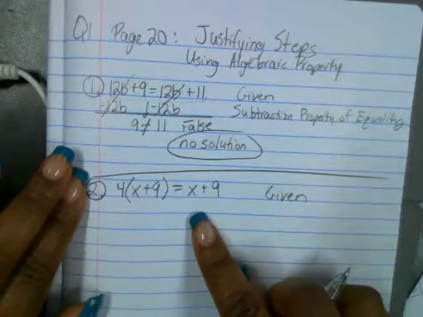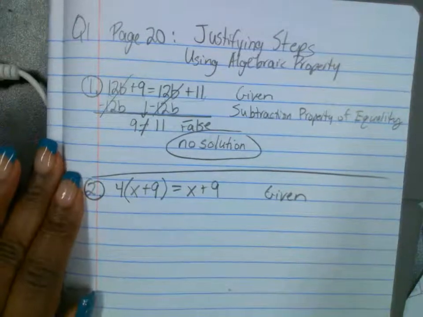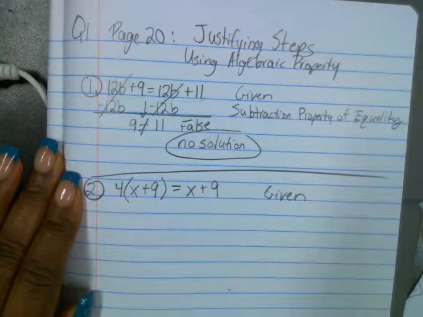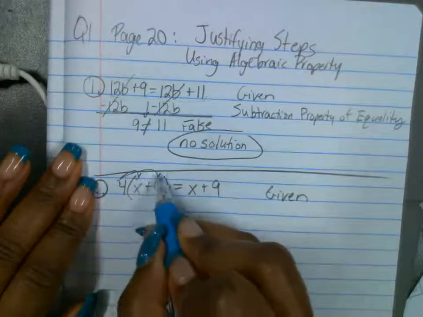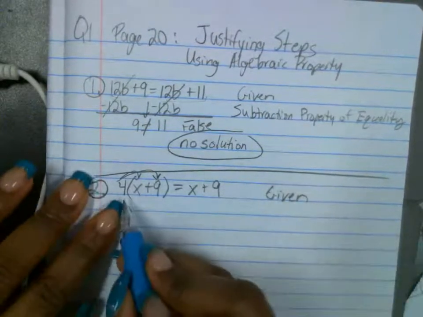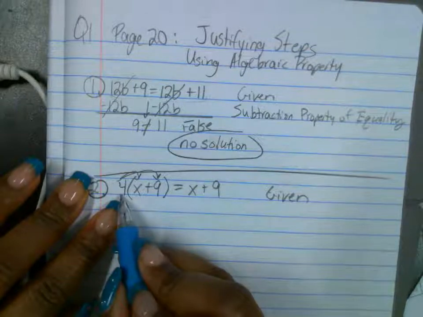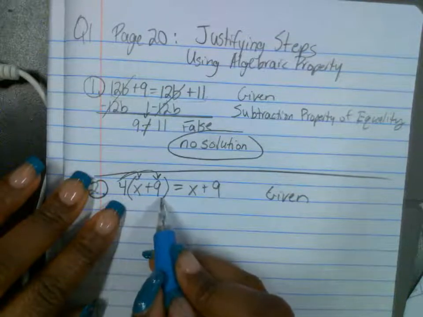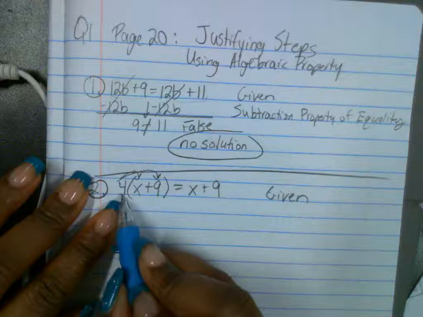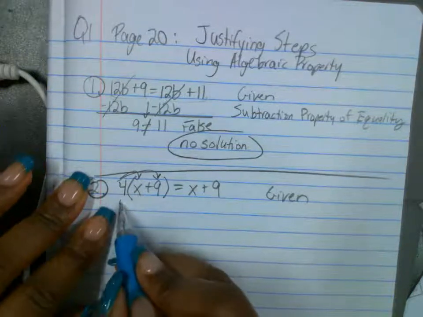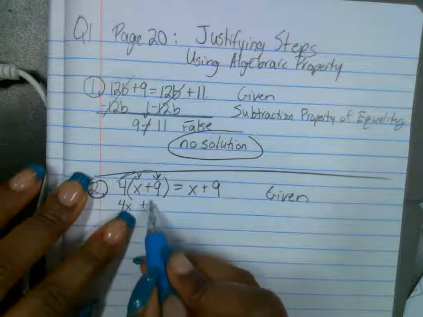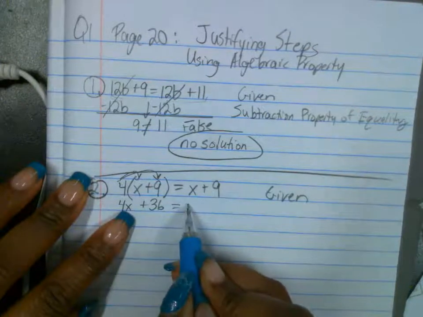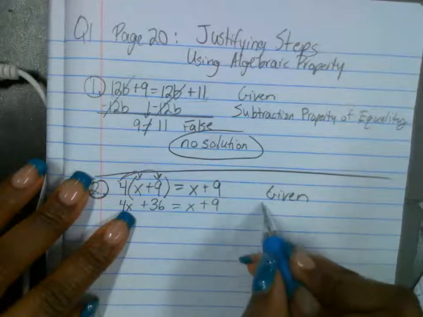In solving this equation, what's the first thing that we're going to do here? Yes. Distributive property. Very good. We're going to do distributive property here. When we distribute, that means we're going to multiply 4 times all the numbers in the parentheses. What's 4 times x? 4x. What's 4 times a positive 9? 36. Very good. A positive 36. Again, this is distributive property.